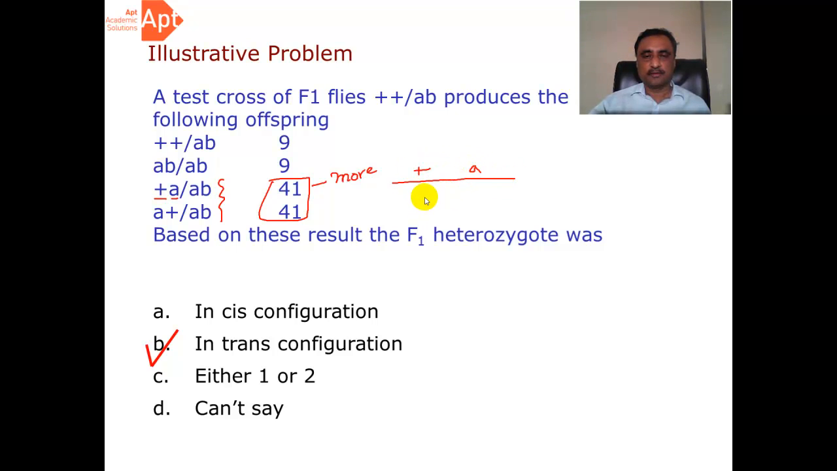Okay, so that means if I take another homologue, this is going to be B and this is going to be plus, like this. So one dominant, one recessive. That's why it is going to be absolutely in trans configuration, right?